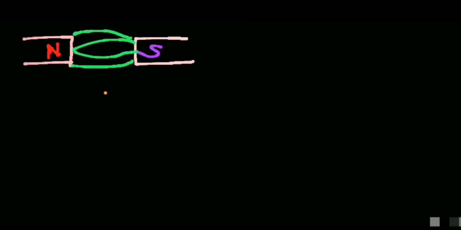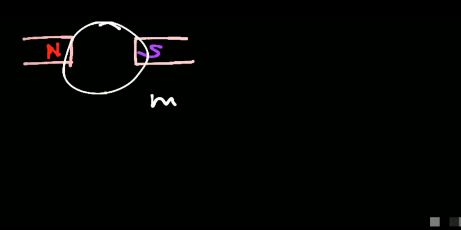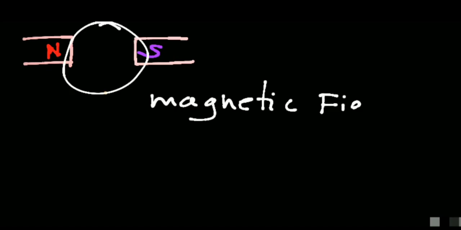Assume we have two permanent magnets with north and south poles. It's obvious that fluxes or magnetic lines are moving from north to south in this direction. Okay, now this space or region is called magnetic field.